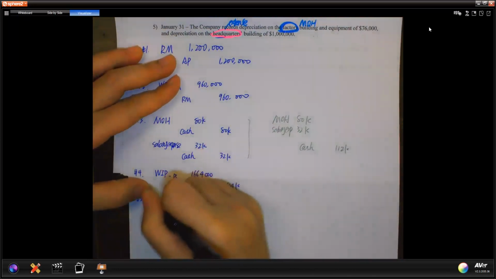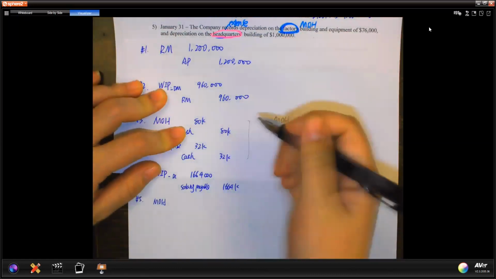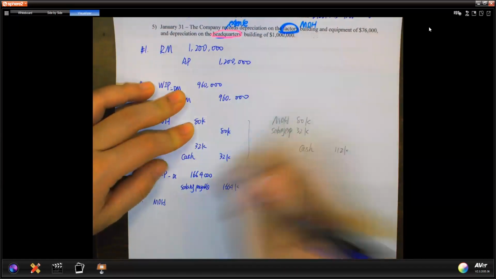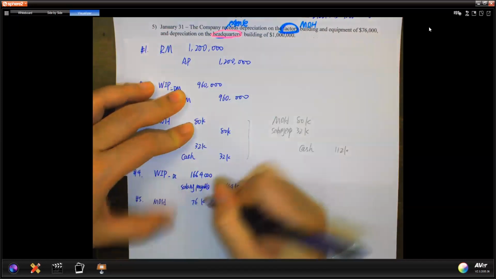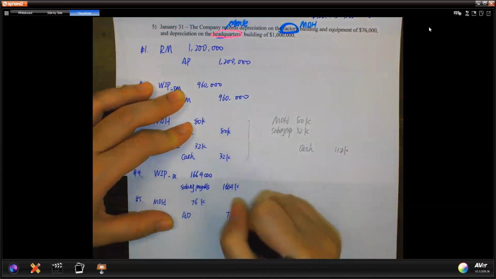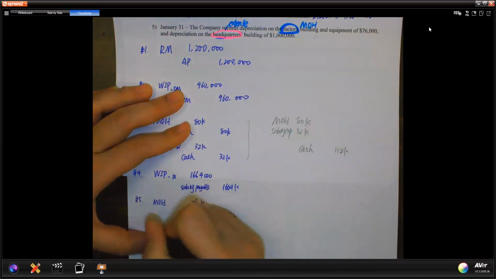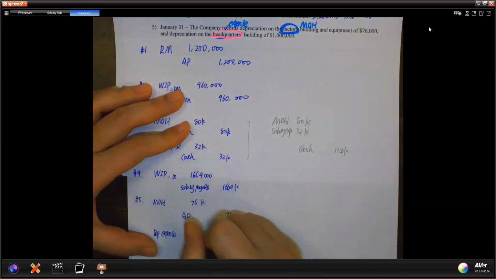So you say, I have my manufacturing overhead. You can put depreciation, you don't need to. Manufacturing overhead is 76,000, and you have accumulated depreciation 76,000. You have to know this from your financial accounting. You also have depreciation expense from the headquarters, $1 million, and then accumulated depreciation, $1 million.